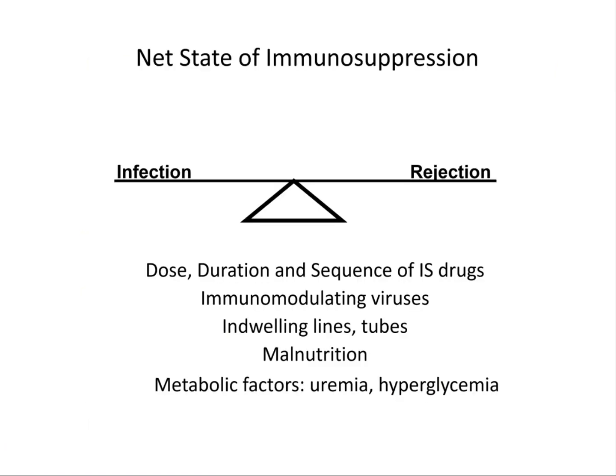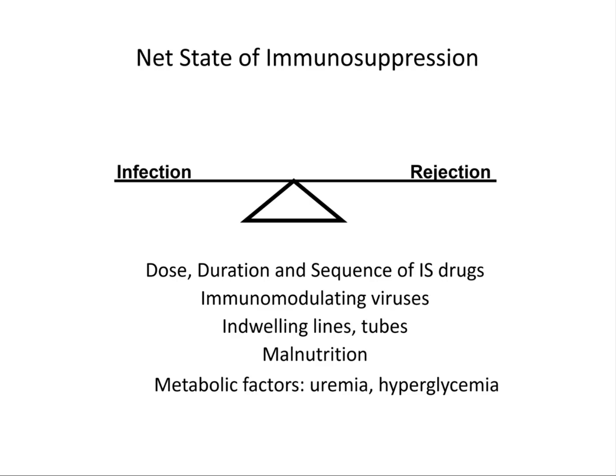Infections depend on what we call the net state of immune suppression. Transplant recipients are maintained on these anti-rejection medications for the graft to work, but it's a fine balance. You want to prevent rejection, but at the same time you don't want to overly immune suppress and cause infection. So if the level of immune suppression increases, you will tip the balance towards infection.